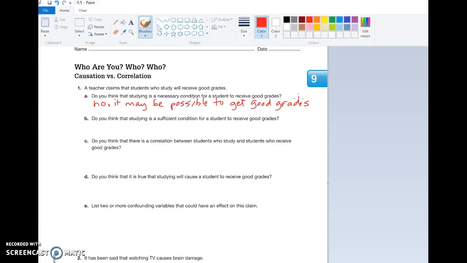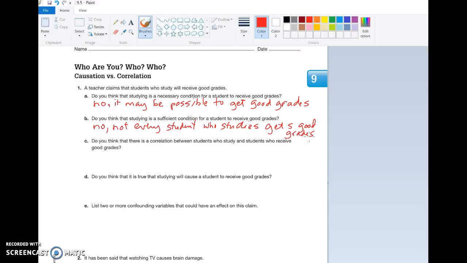Okay, so do you think that studying is a sufficient condition for a student to receive good grades? Well, what does that mean? That means that if I study, is that all that I need to do to get good grades, that that's the only condition, that it's good enough? If I'm studying, then I'm going to get good grades. Well, what do you think about that? Well, that's another no, because there are lots of times that students who study really hard still may not receive good grades. It certainly helps, but not every student who studies is going to get good grades.